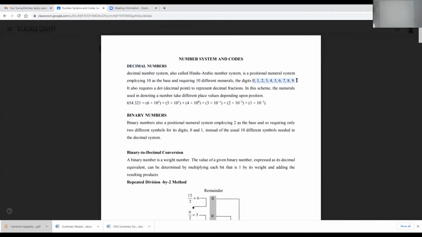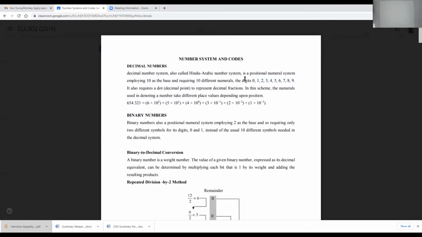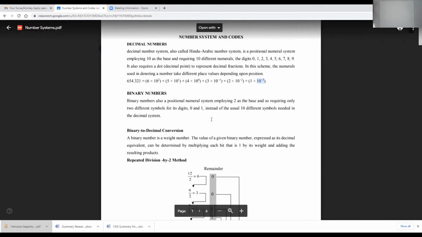So we have digits from 0 to 9. Every number is made up of digits from 0 to 9. And the decimal point separates the plus powers and minus powers. On this side of your decimal point, you have plus powers. For example, if it is 654, then 4 stands for 10 to the power 0, 5 stands for 10 to the power 1, and 6 stands for 10 to the power 2. Similarly, on the other side of the decimal point, it becomes 10 to the power minus 1, minus 2, and minus 3, something like this. So that's your decimal number system.